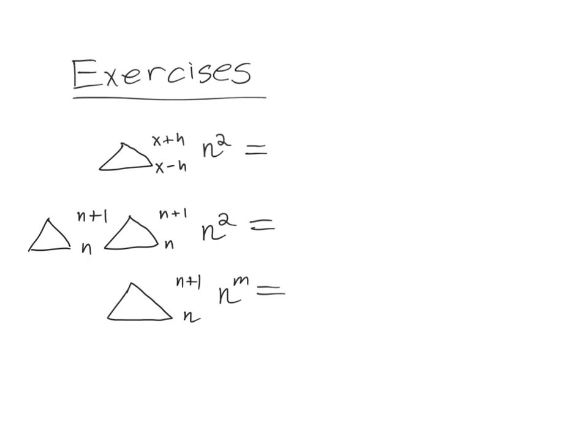We assign 3 exercises to the viewer. First, compute the delta between x minus h and x plus h of n squared. Second, compute the delta between n and n plus 1 of the delta between n and n plus 1 of n squared. Third, compute the delta between n and n plus 1 of n to the m, where m is an integer.